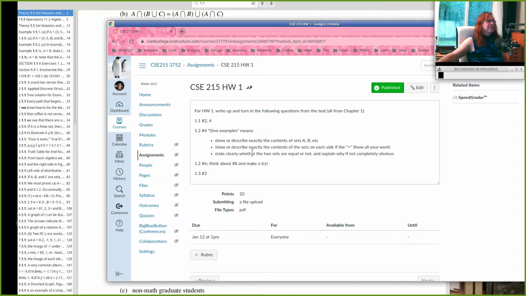So my clarifying note here was, give an example means show or describe exactly the contents of the sets on both sides of the equal sign, showing all of your work, and then state clearly whether the two sets are equal or not.